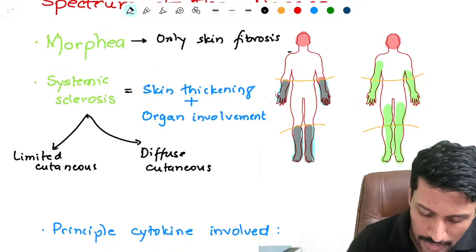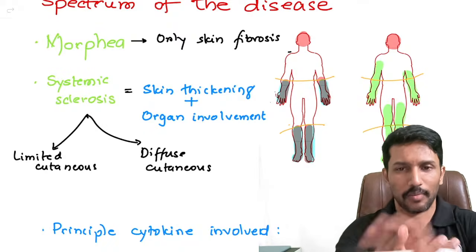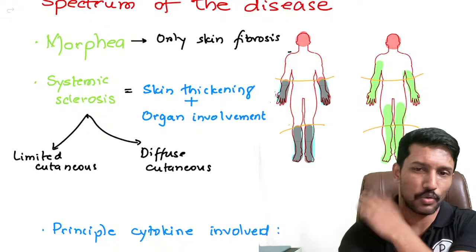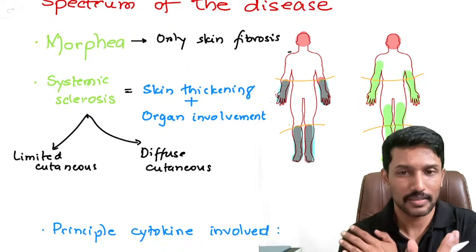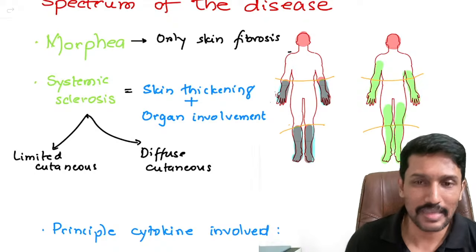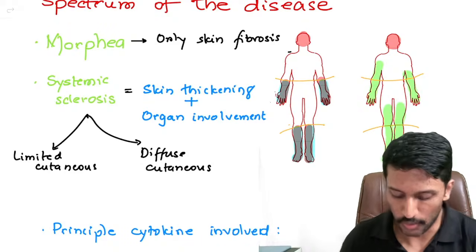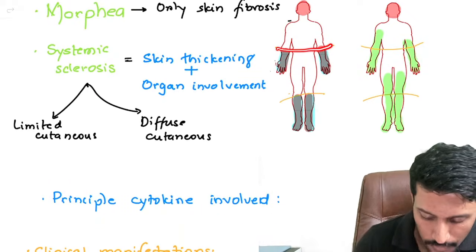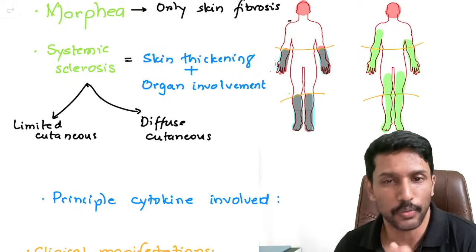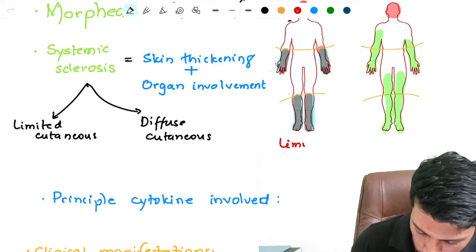If the skin involvement is restricted to distal parts, what do I mean by distal? The forearm and hands. Remember, in neuro also we call hands and forearm muscles distal, right? Arm and shoulder as proximal. So if the skin involvement is restricted to forearm and hand in the upper limb and the legs and feet in the lower limb, not extending proximal to that, then we will call it limited cutaneous. In this picture, the skin thickening is restricted distal to the elbow joint and distal to the knee joint, so we call it limited cutaneous.